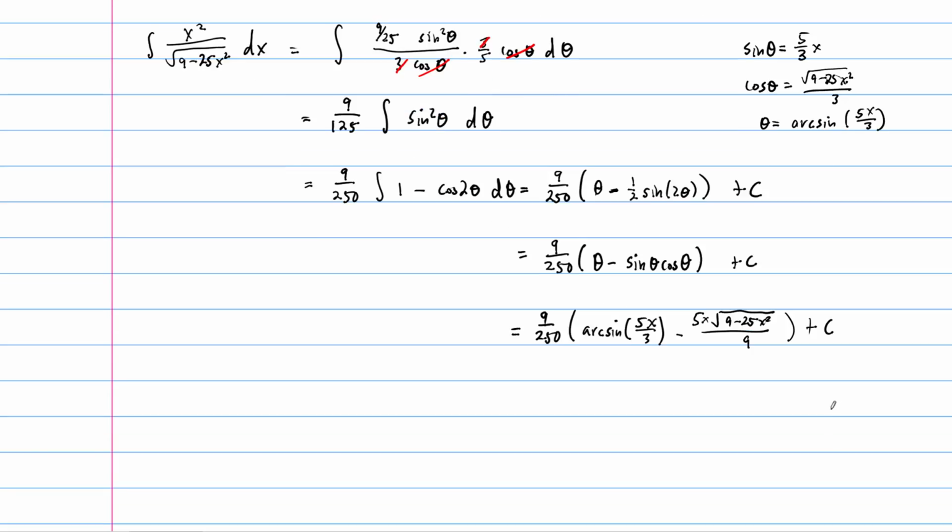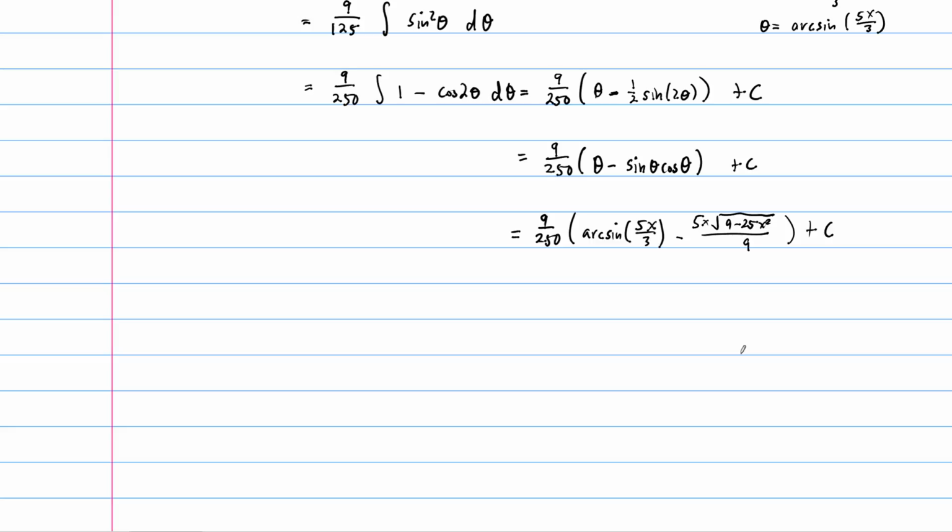All plus c. And then we can distribute this out, and we can write, finally, the integral of x squared over the square root of 9 minus 25x squared dx. This is going to be 9 over 250 times the arcsine of 5x over 3 minus, these 9's cancel, this 5 cancels one of these, right? And so this will be x times the square root of 9 minus 25x squared over, again, 9's cancel, 5 cancels here and makes this a 50, and then plus c.